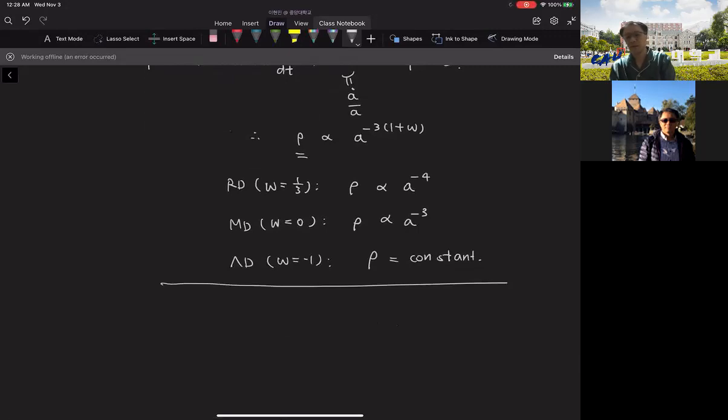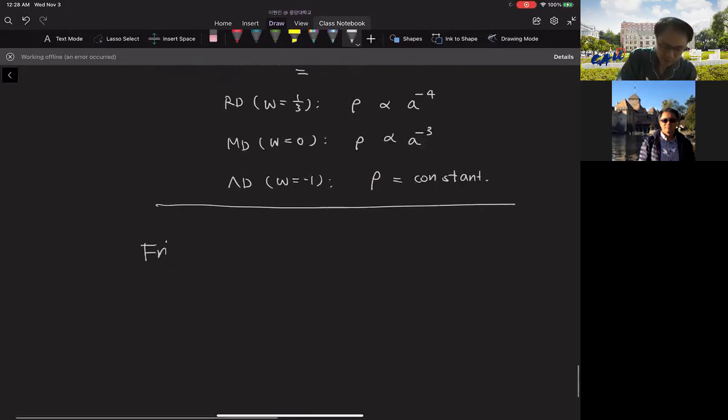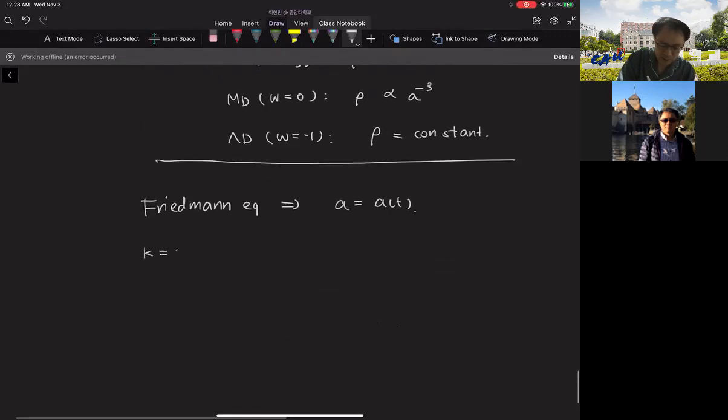So given the scale factor dependence of the energy density, we can use the Friedmann equation to determine the scale factor as a function of time. So let me take the flat universe. Then the Friedmann equation becomes like this.